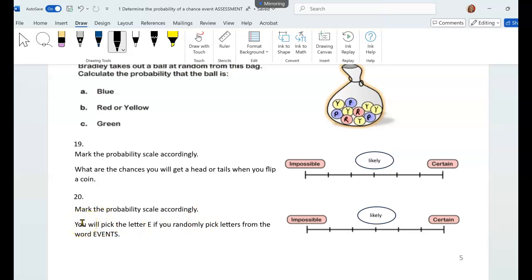Number 20, mark the probability scale accordingly. You will pick the letter E if you randomly pick letters from the word events. E-V-E-N-T-S. What's the probability that you're going to pick the letter E if you randomly pick letters from the word events? Is it going to be impossible? Is it going to be likely? Or is it going to be certain?